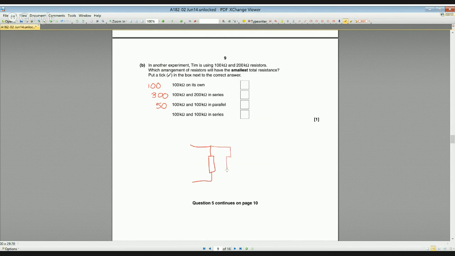By providing a second resistor, you're actually giving the current more options, more directions it can travel in. It's effectively like giving it a wider wire, which would reduce the resistance. So that's why the resistance goes down when we have them in parallel. And for 100 kilo ohm and 100 kilo ohm in series, we just add these together, so that's going to be 200. Our correct answer then is the third one down here, which is 50.